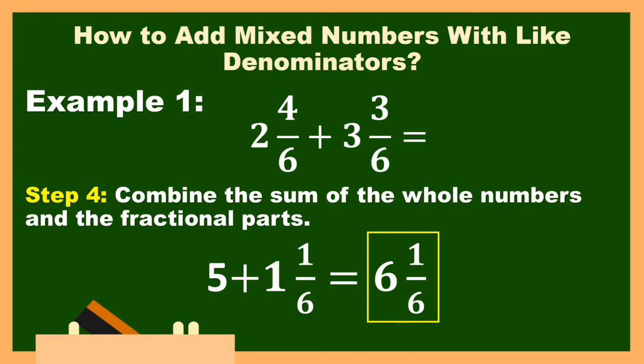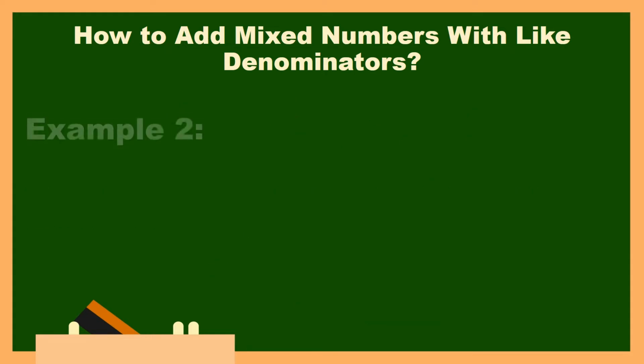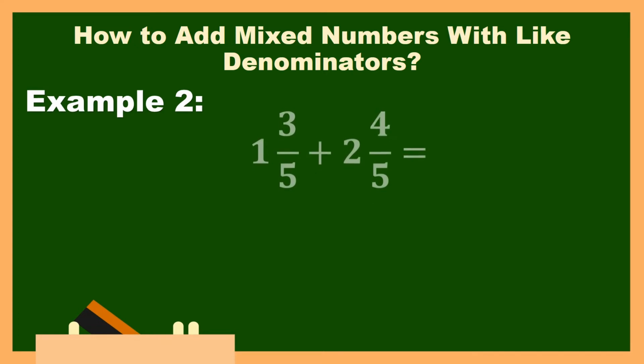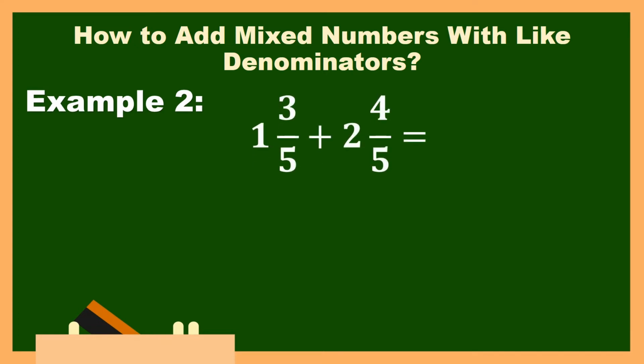So let's go back to the original equation. 2 and 4 over 6 plus 3 and 3 over 6 is equal to 6 and 1 over 6. Another example, 1 and 3/5 plus 2 and 4/5.